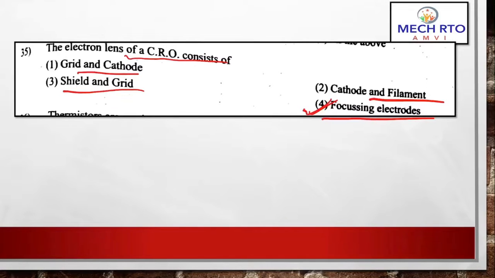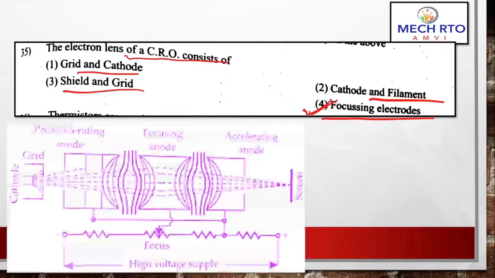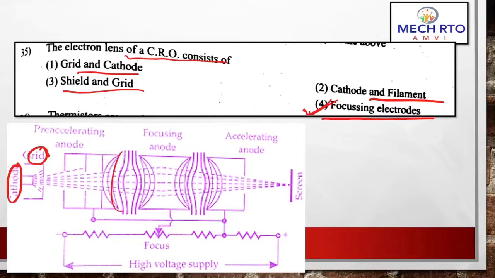This is a very complex question. You have to know what a CRO is, and you have to know the diagram of the CRO, then only will you be able to find the answer here. Very difficult question. As you can see here in the diagram, this is a grid, this is a cathode, right? The question is asking what the electron lens of a CRO consists of. Basically these are the lenses, right? It consists of a focusing electrode, right? As you can see here, it consists of a focusing electrode. So option number 4 is the right answer, right? Now moving on to the next question.